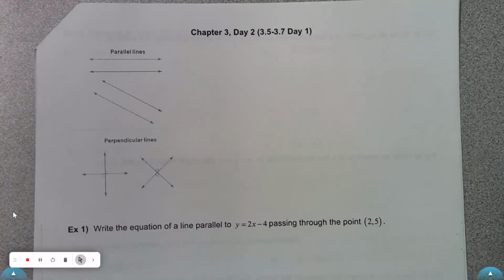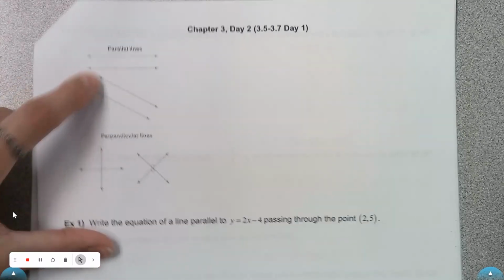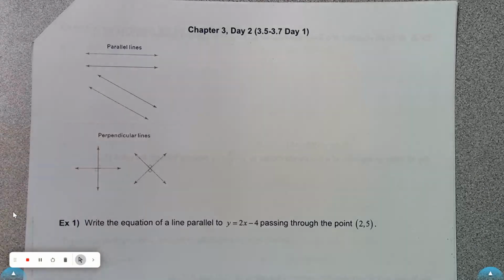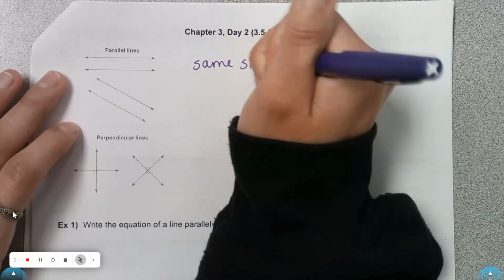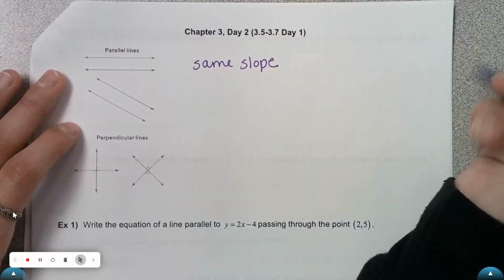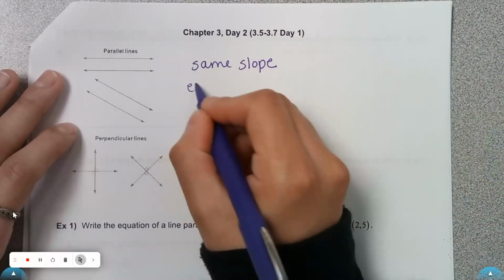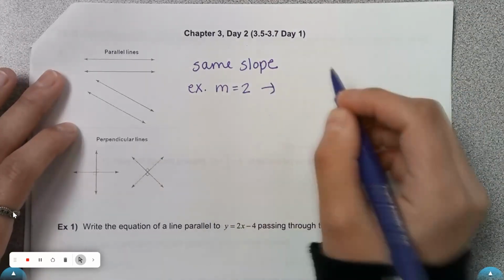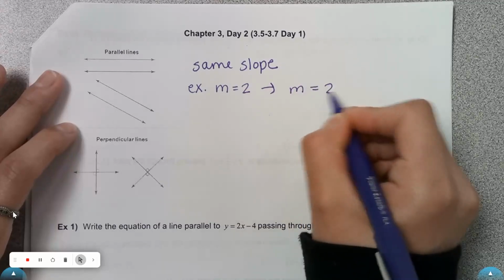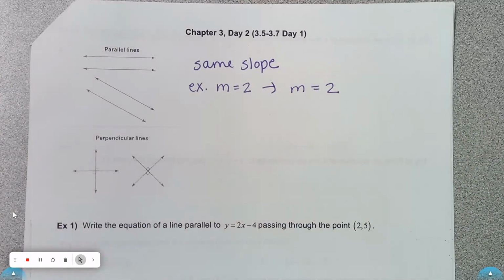So when we have lines that are parallel, those lines never touch. They kind of sit on top of each other. And then I have 2 pictures here to show you. However, when it comes to the slope, which is what we're focused on, parallel lines have the same slope. So for example, if my slope is, let's say, 2, if the lines are parallel, my slope would also be 2. So your slope will stay exactly the same.